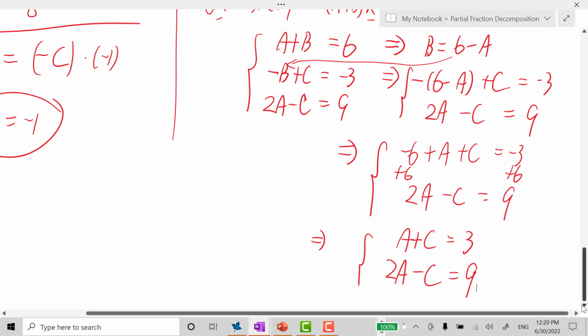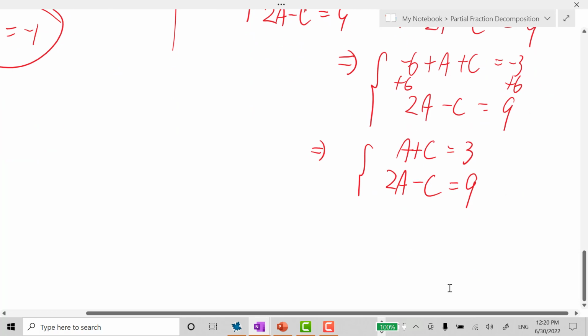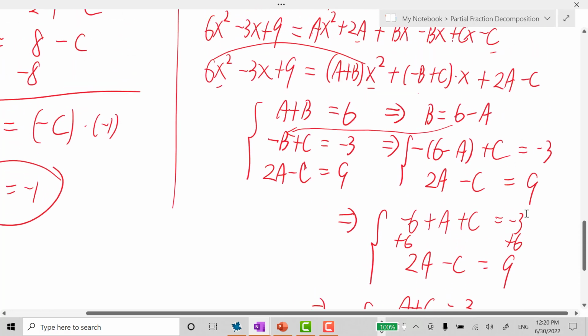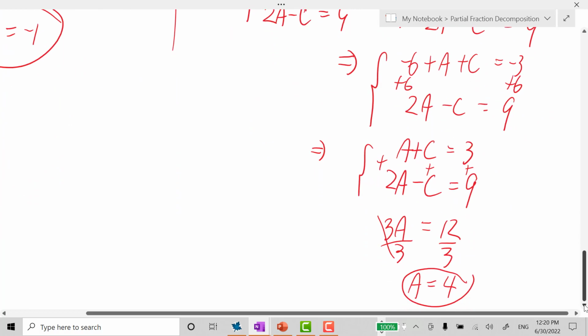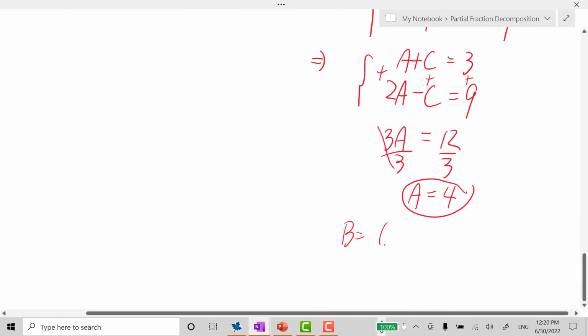Now this is a system of linear equations in two variables. We can add these two equations and easily get variable a. We get 3a, c gets cancelled, 3 plus 9, that's 12. Dividing by 3 on both sides, a equals 4. So we find the variable a. You know a, and you know b, because b equals 6 minus a. So that's 6 minus 4, so b equals 2.